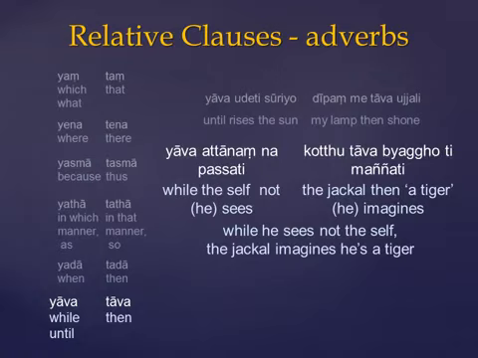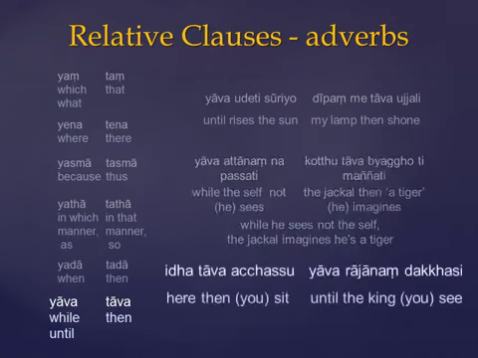Notice in the first example, the relative yava clause is something which happens before the main clause, whereas in the second example, it is something which is happening at the same time as the main clause. And we have to decide from context which of these two cases applies. Also, unlike the other clause formations, it's very common for the tava clause to come before the yava clause, thus reversing the main and the relative clause. Here then you sit until the king you see.